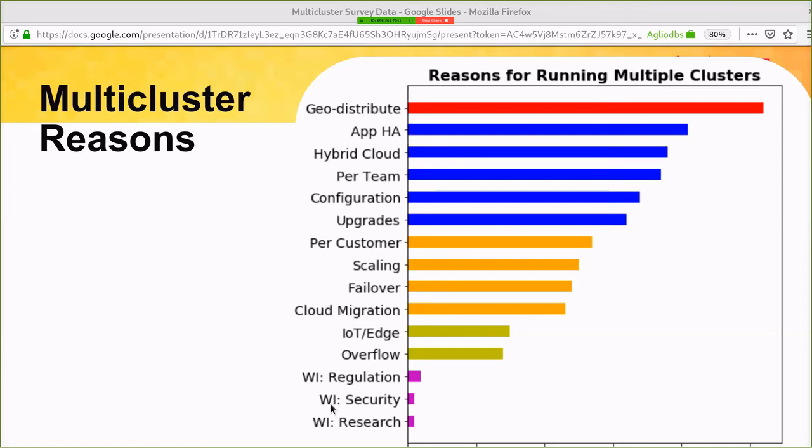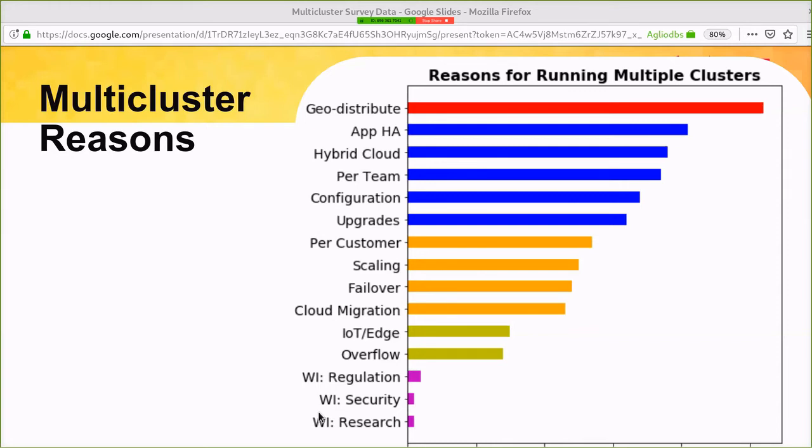Security, and I think to a certain extent, security is a use case that really overlaps with per team or per customer. But there were a couple of generic security responses that were write-ins that weren't specifically per team or per customer. So I gave them their own category.